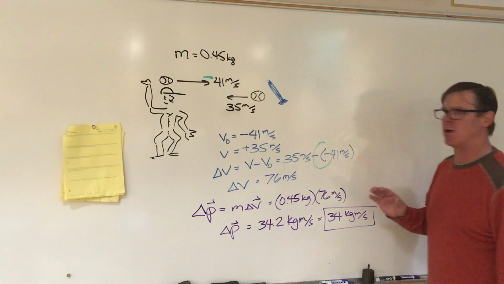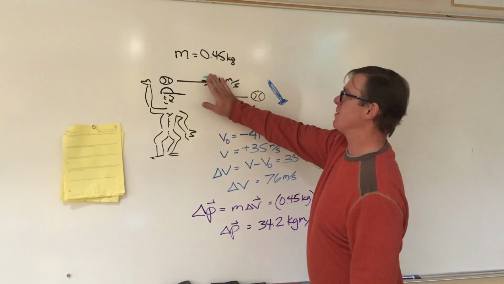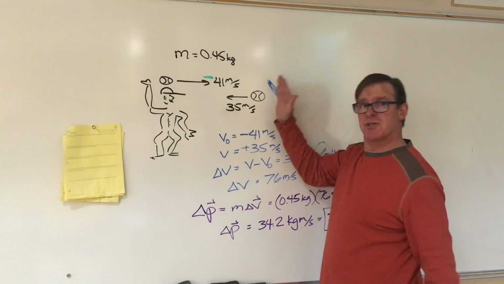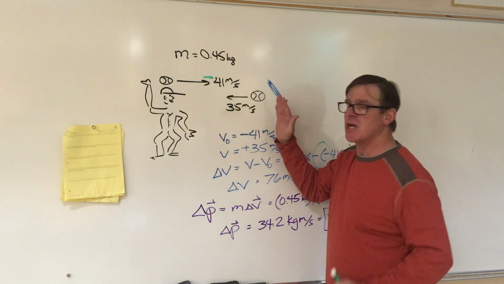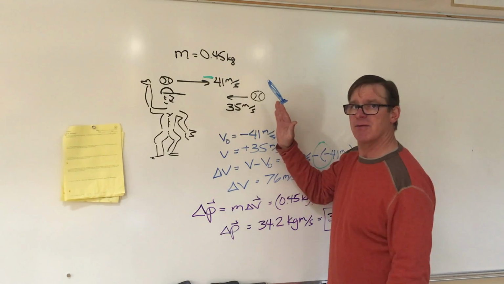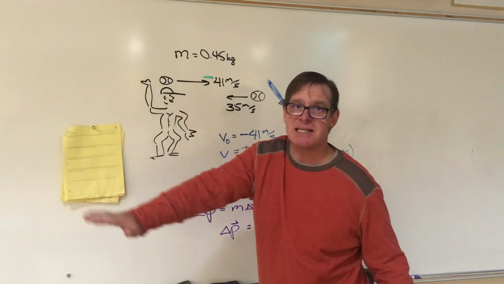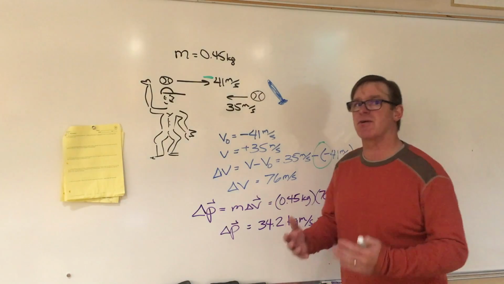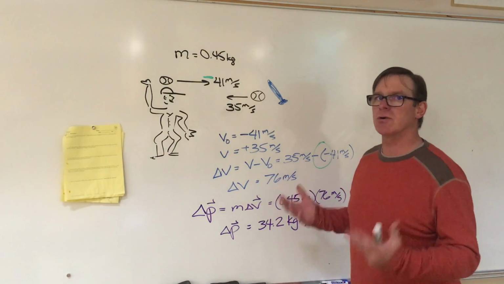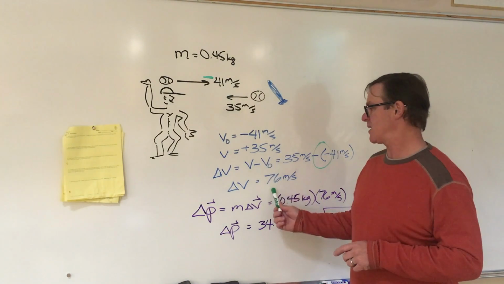A quick note though, think about it. If the ball is going 41 and you stopped it, that would be a change in 41 right by itself. And then you send it going in the other direction, 35. That is a total change of 76.